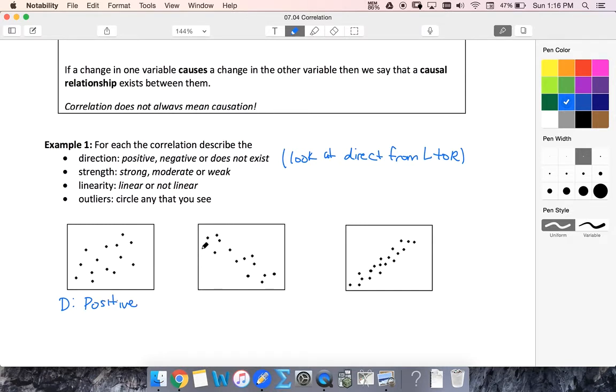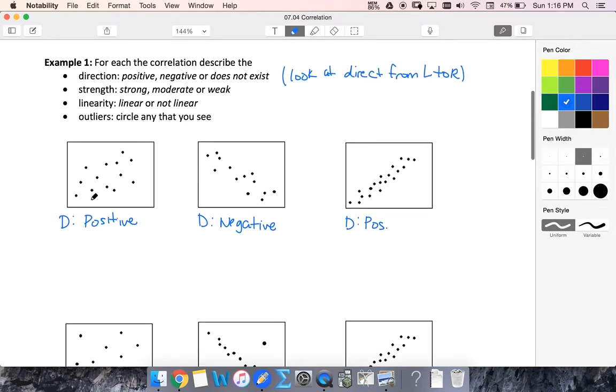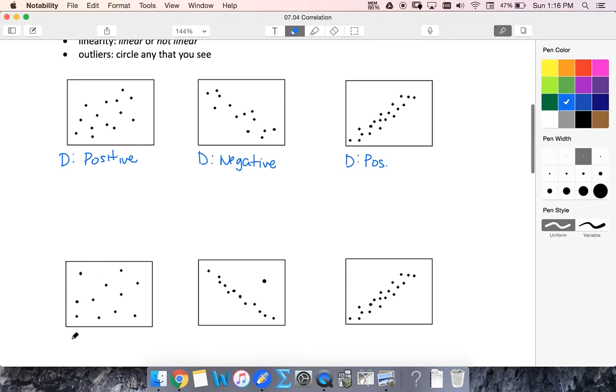Over here, left to right, I'm definitely negative. This one is very positive. Looking at this one, it's so hard to tell. I would say that this one doesn't really exist. So DNE for does not exist. Definitely negative. And direction here, definitely positive. In fact, those look like the same picture.